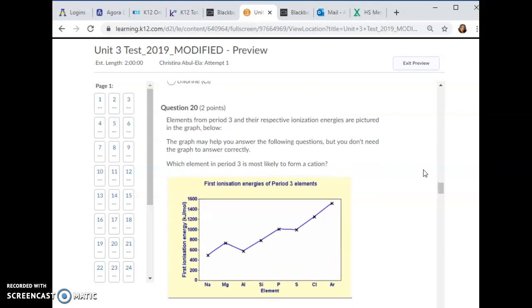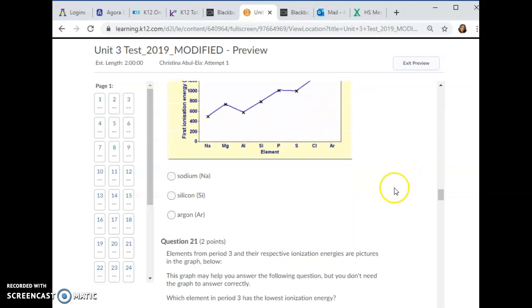Question 20. Elements from period 3 and their respective ionization energies are pictured in the graph below. The graph may help you answer the following question, but you don't need the graph to answer correctly. Which element in period 3 is most likely to form a cation? Sodium, silicon, argon.